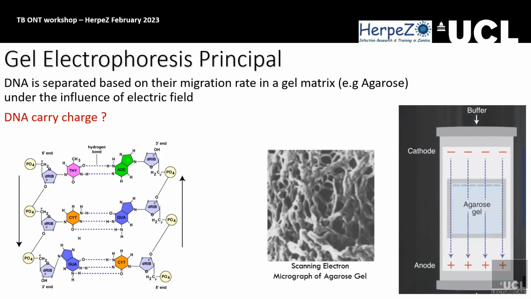So obviously the larger strands migrate slowly, the smaller strands migrate rapidly, right? And then you run a ladder with it. Since you know what size fragments are in your ladder, you compare them to how your sample ran to determine whether you've got the correct size fragments.